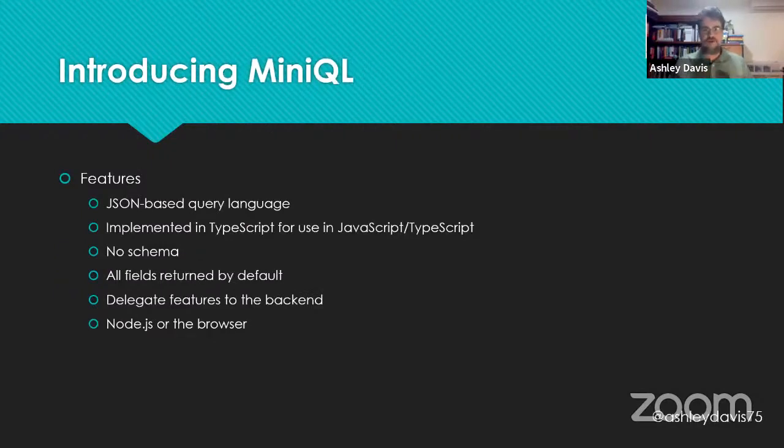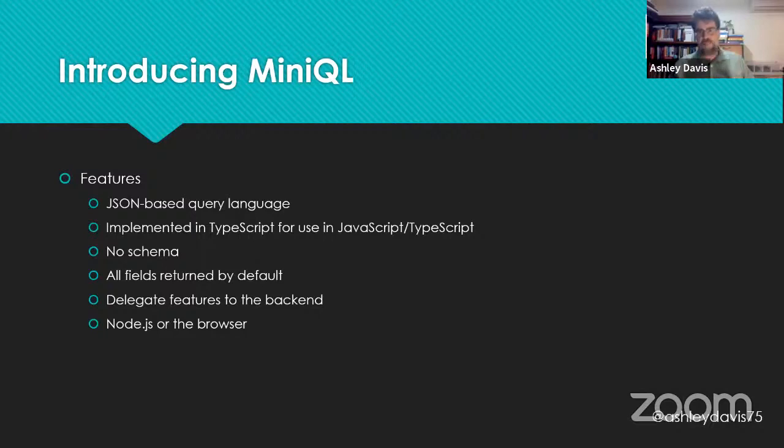So without further ado, I would like to introduce you to my new open source project, MiniQL. It's a tiny JSON-based query language inspired by GraphQL. And obviously this was born out of the desire for me to use GraphQL, but not being able to use it because of my circumstances.